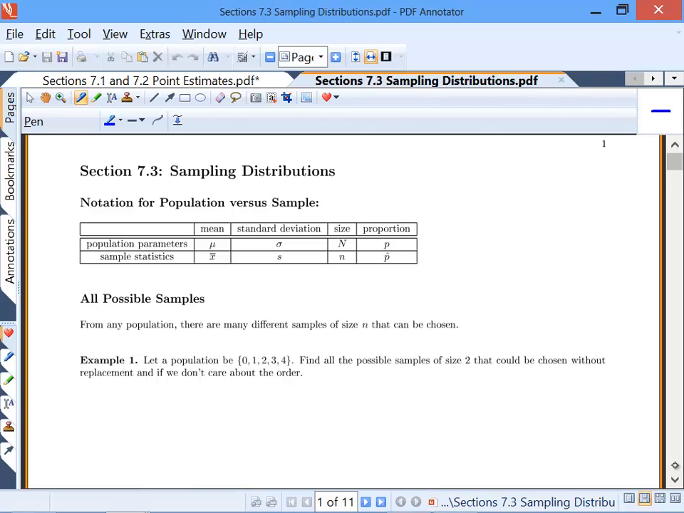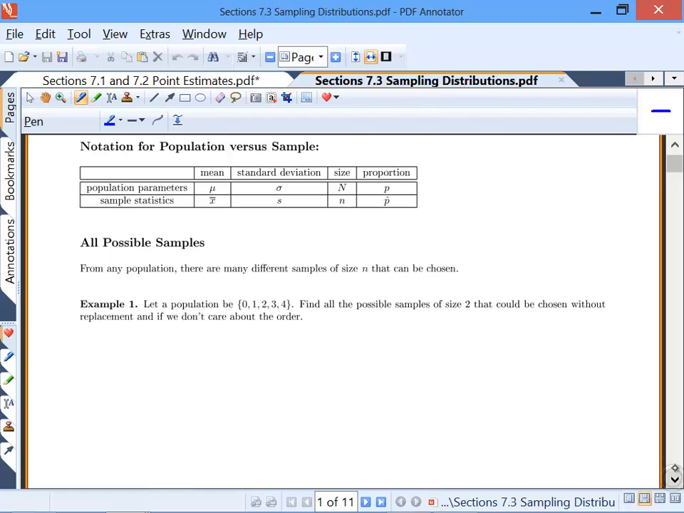So we start with the concept that if you have any population, then there's going to be many different samples of size n that you could actually choose. When you picture sampling 100 people on campus to find their heights, there's not just a set 100 people to choose. If you randomly chose 100 people, you would probably get different people. And one other person might choose 100 people, and they would get probably different people. So there's all these different samples that could be chosen.